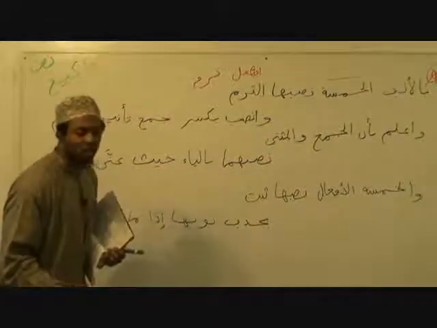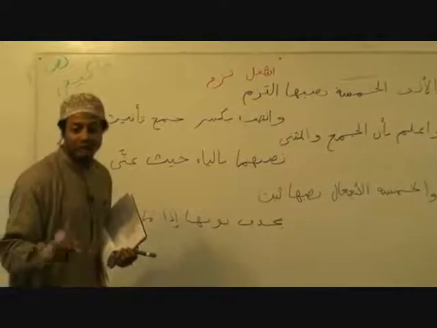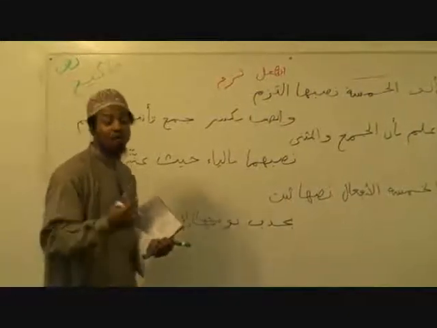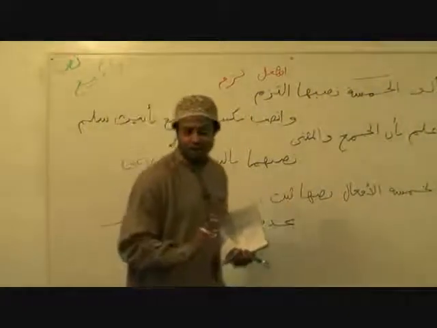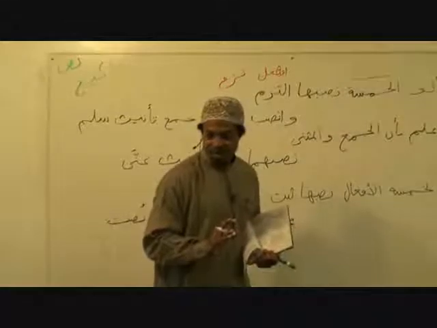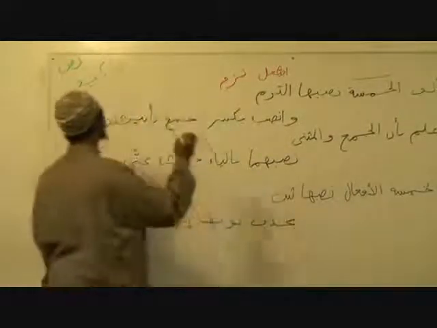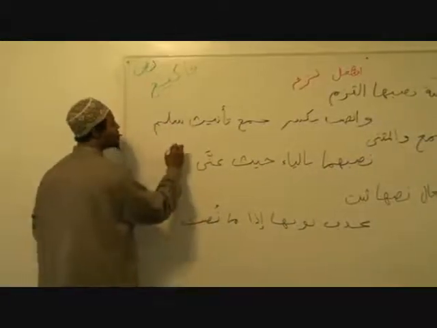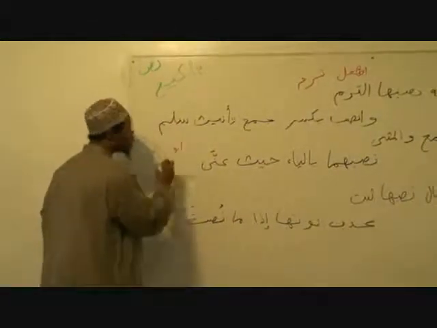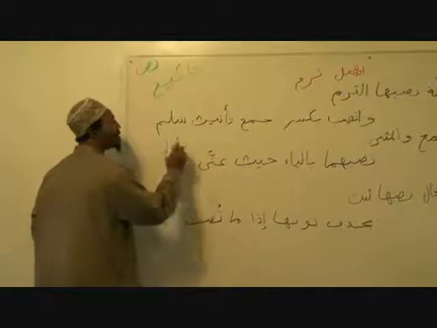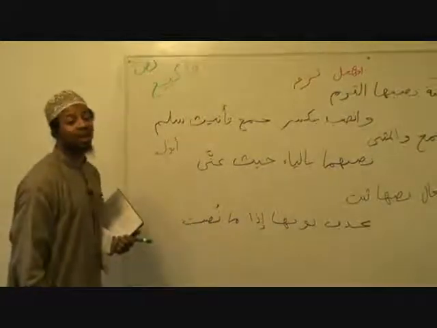What are asma al-khamsa? Abuki, hamuki, abuka, hamuka, dhu malin, fuka. So here, in raf', it's abu, abuka. So what's it going to be? We say bilalif al-khamsa. It's going to be what?